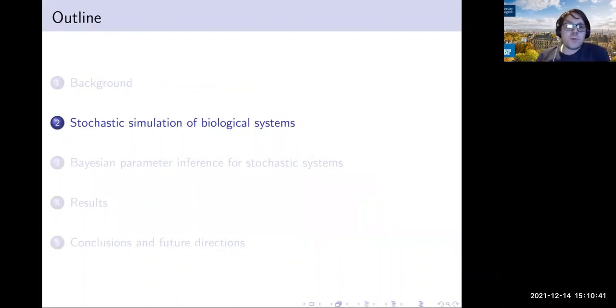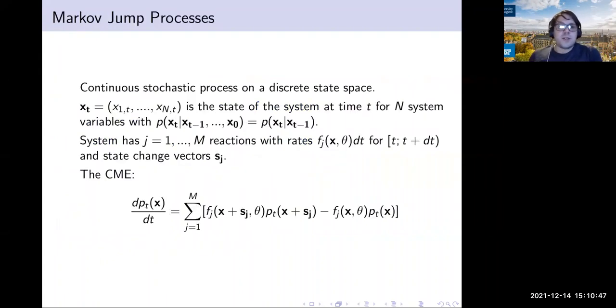We're now going to talk more about how we go about stochastic simulation for biological systems. And to this, we look to Markov jump processes. So these are continuous stochastic processes on discrete state spaces. We assume that X is a vector corresponding to the n different variables that we have. So these are the outputs of the individual ODEs in our system.